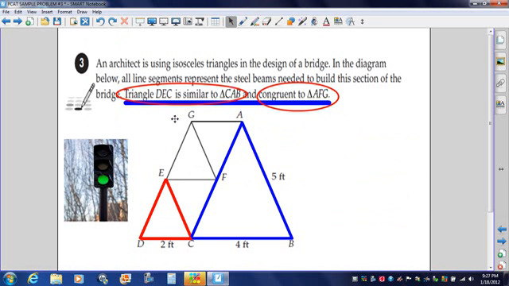If you take a look at your paper, we have triangle DEC, that's our triangle here in red, is similar to triangle CAB. So my red triangle is similar to my blue triangle. Remember, similar means they're the same shape, but different sizes.